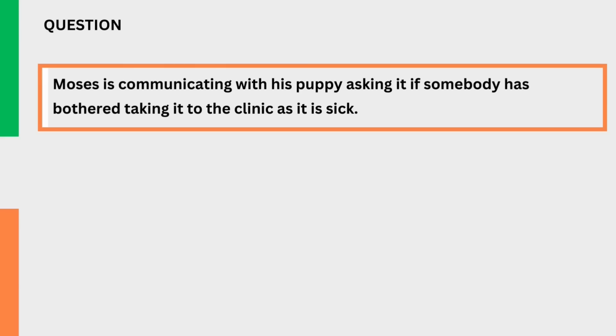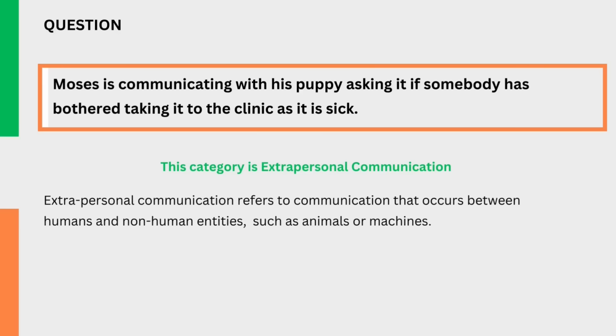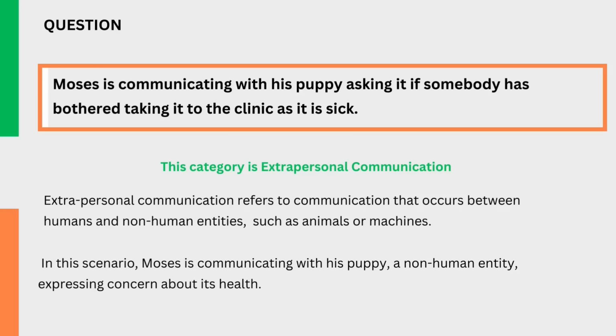7. Moses is communicating with his puppy, asking it if somebody has bothered taking it to the clinic as it is sick. This category is extrapersonal communication. Extrapersonal communication refers to communication that occurs between humans and non-human entities, such as animals or machines. In this scenario, Moses is communicating with his puppy, a non-human entity, expressing concern about its health.